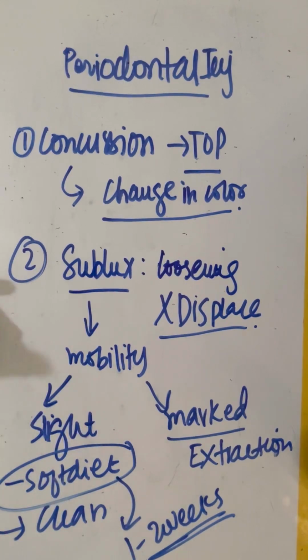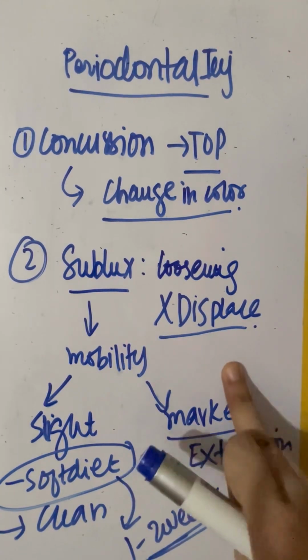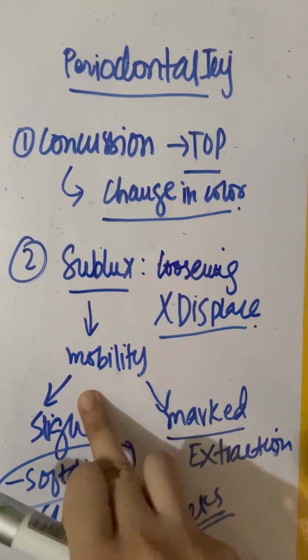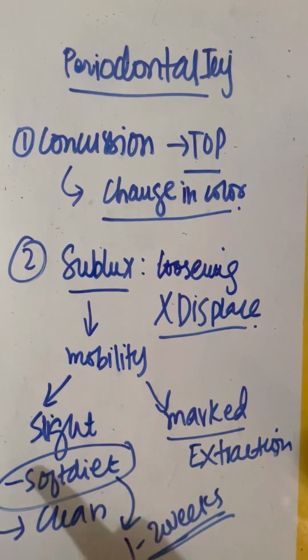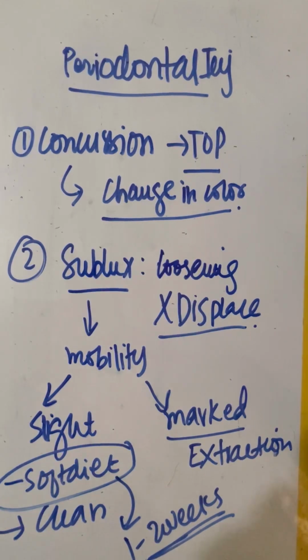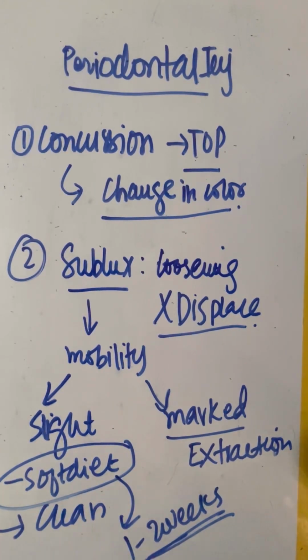And the second type of periodontal injury was subluxation, which means that there is loosening but no kind of displacement. We will decide on the basis of the degree of mobility. If there is slight mobility, we will go for soft diet and clean the traumatized area for 1 to 2 weeks. And for marked mobility, we will go for extraction. You have to extract the tooth.